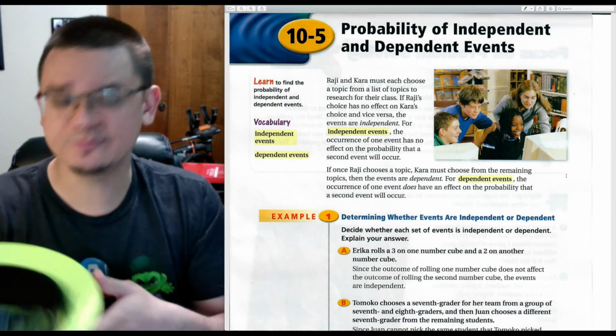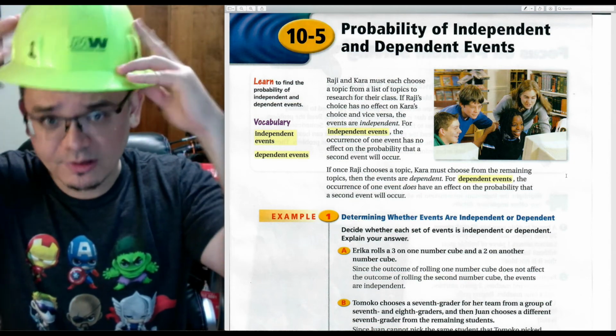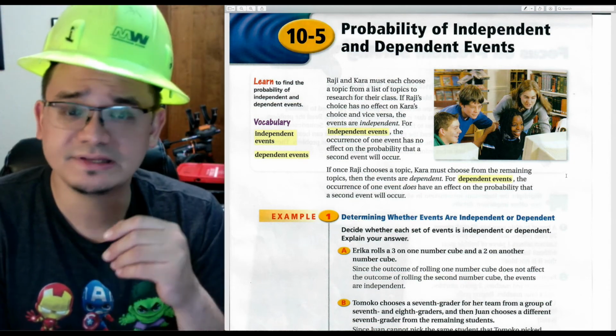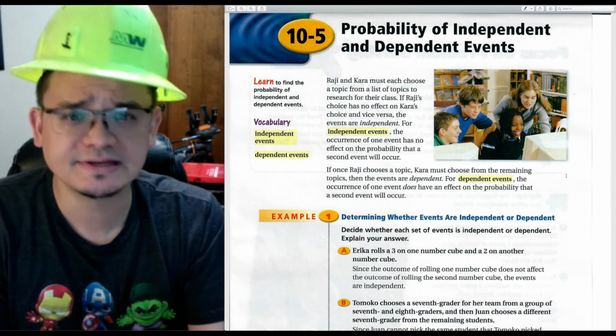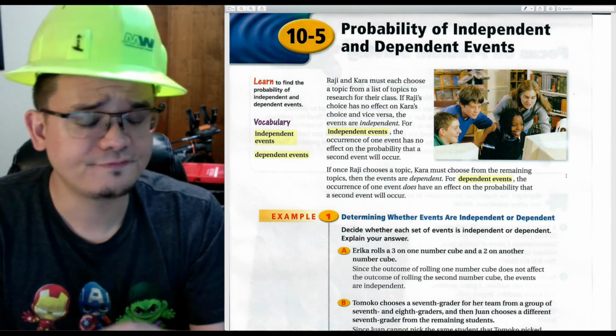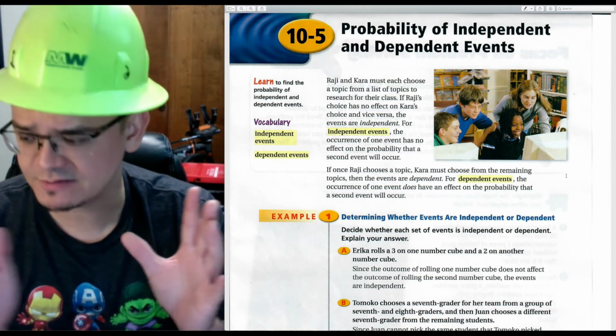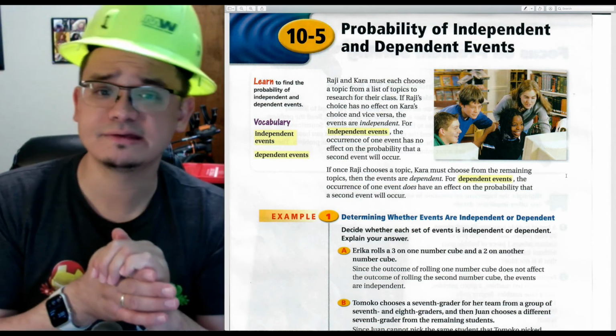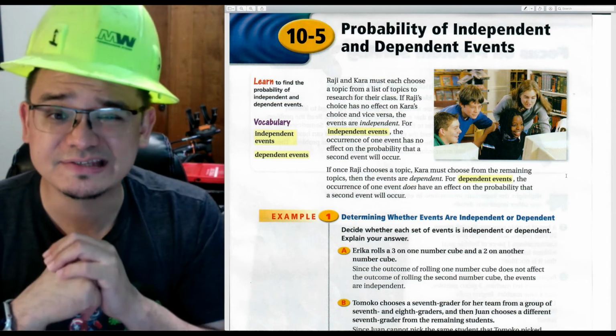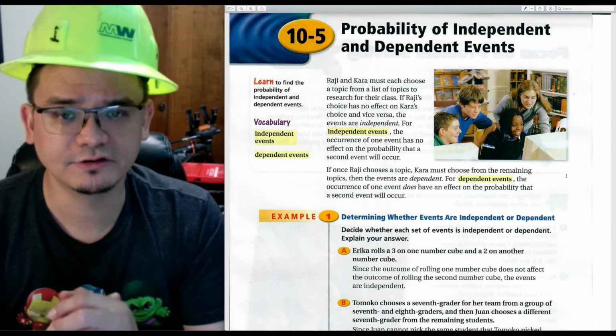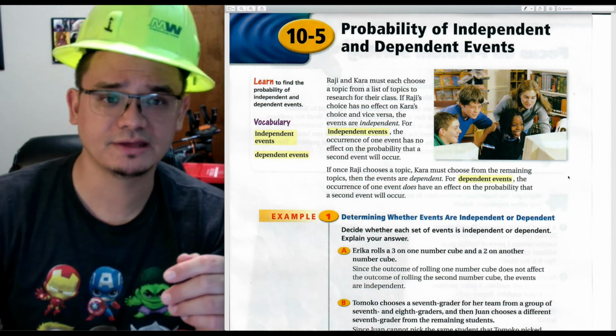And so that's a super basic example of probabilities between independent and dependent events. If one event has nothing to do with the other event, no effect on it, then it's independent. If one event has an effect on the other event, then it's dependent. They depend on each other. So let's go ahead and start reading what the book has to say about this.